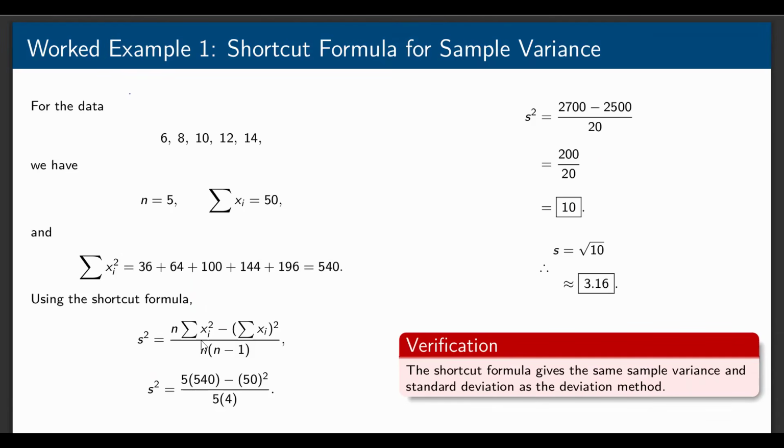Now, according to the shortcut formula we have written here, s squared equals n times whatever we have here. So we can see that we need summation of xi squared. What does that mean? It means that you're going to take each of the x's and square them. So 6 squared is 36.